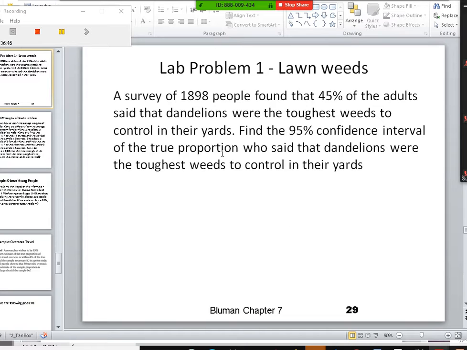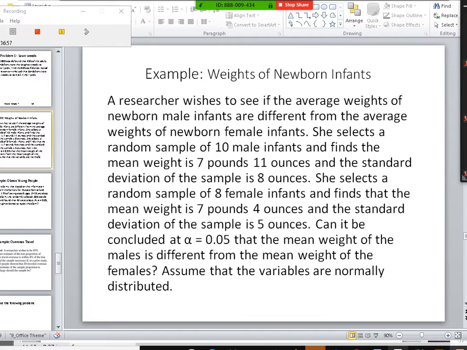This one, take a look and look through it and try to figure out mean or proportion, hypothesis test or confidence interval, and how many samples.